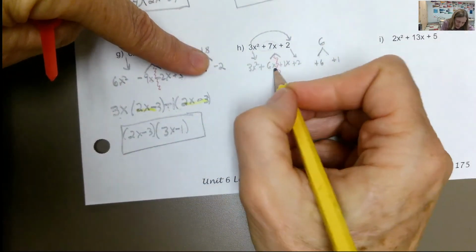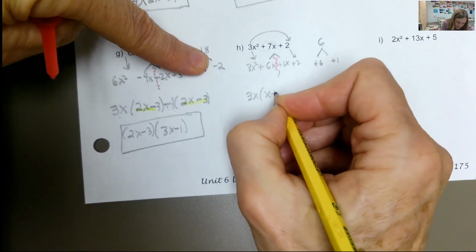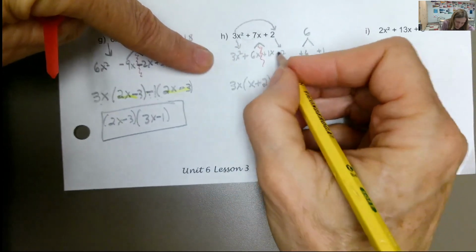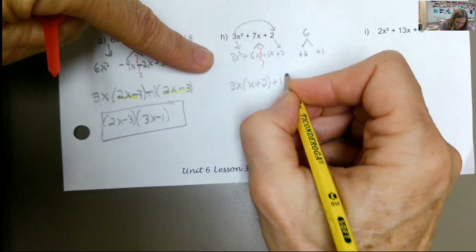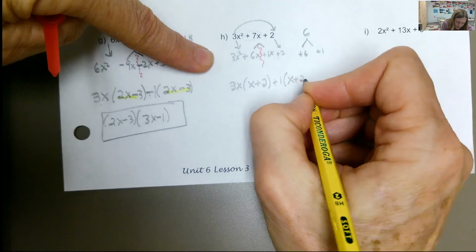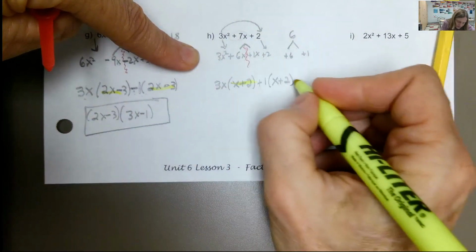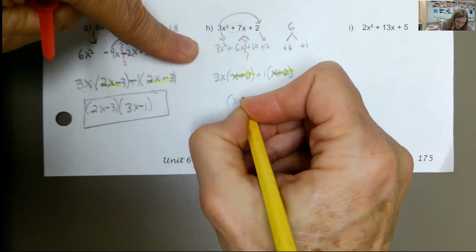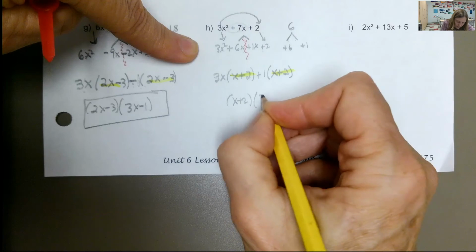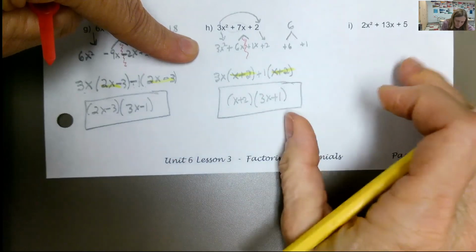The greatest common factor here is a 3x, and you're left with x plus 2. There's no common factor of 1x plus 2, so you're going to put plus 1 and x plus 2. X plus 2 appears twice, so you write it once, and you're left with 3x plus 1. One more to go.